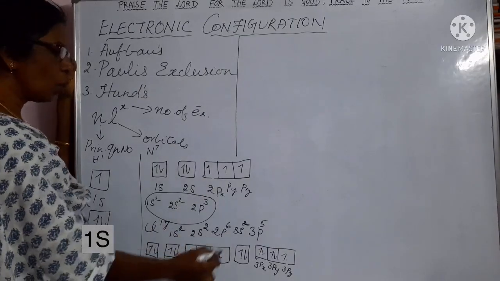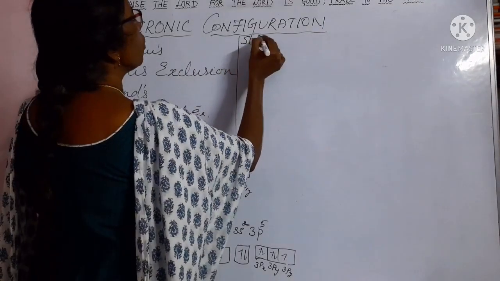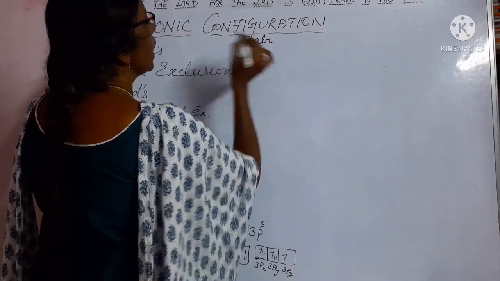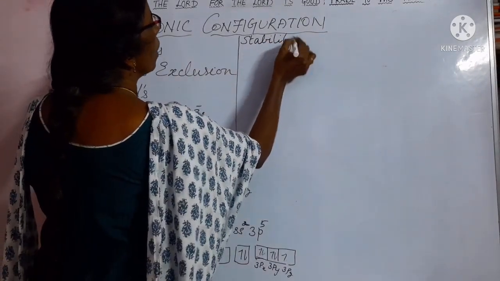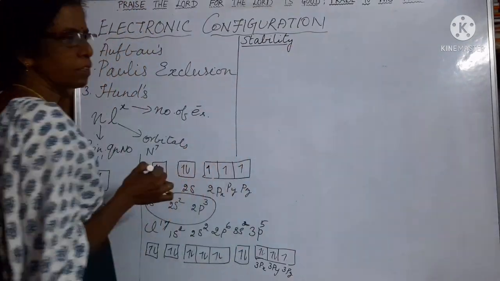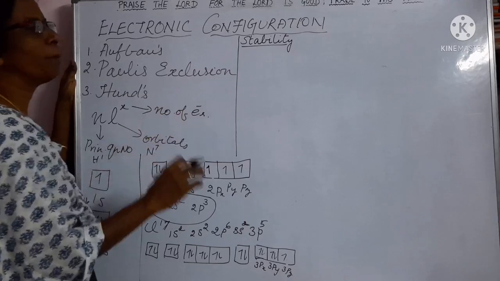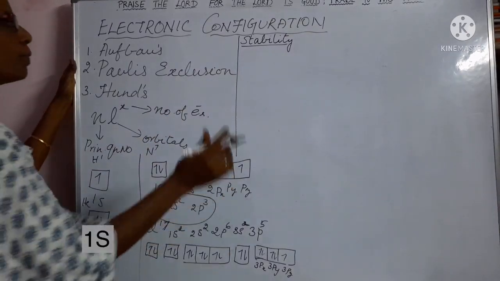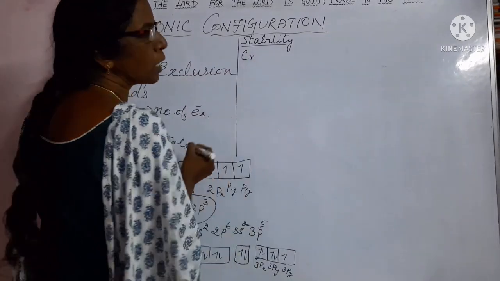So now we have learned how to write the electronic configuration. At the same time, you should know what the stable electronic configuration is. So, stability of orbitals: only half filled or fully filled orbitals will be stable. That can be explained by taking two examples, chromium and copper.